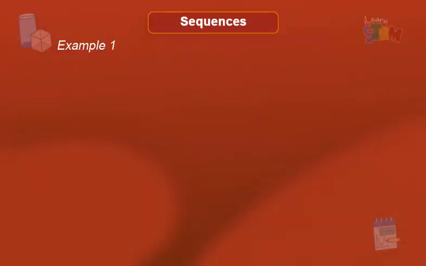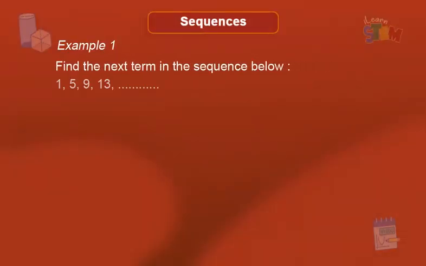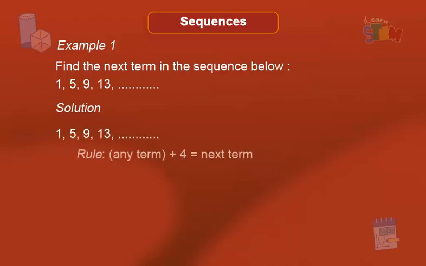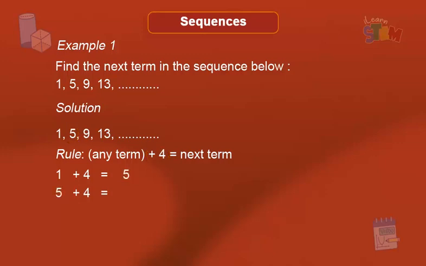Example 1. Find the next term in the sequence below. Solution. The rule of the progression of the sequence is: any term plus 4 equals next term. That is, 1 plus 4 equals 5. 5 plus 4 equals 9. 9 plus 4 equals 13. So, the next term is 13 plus 4 equals 17.